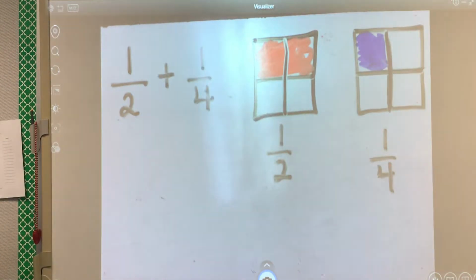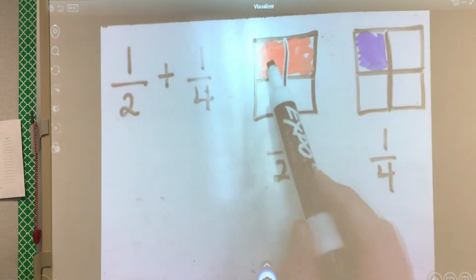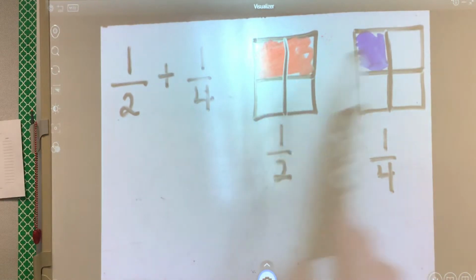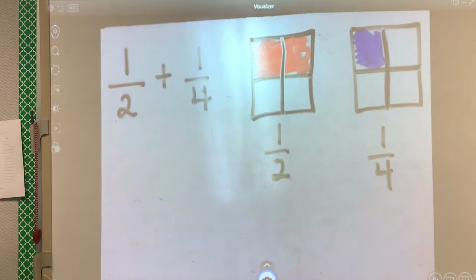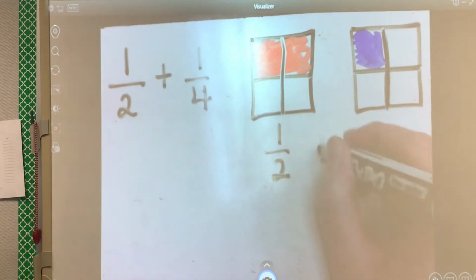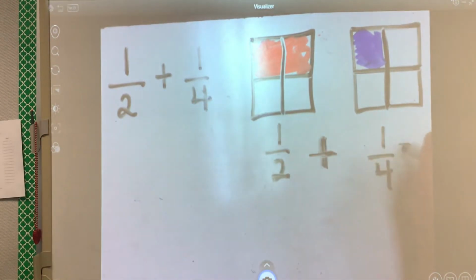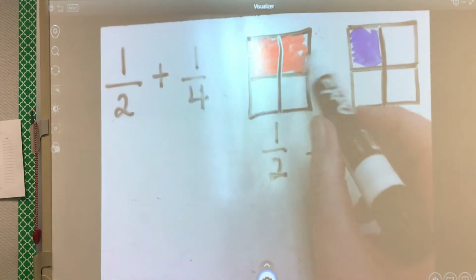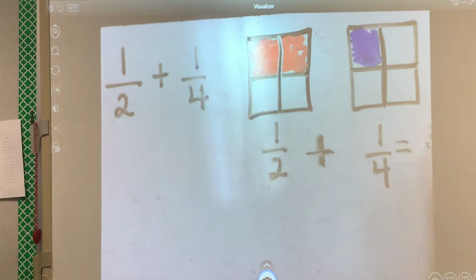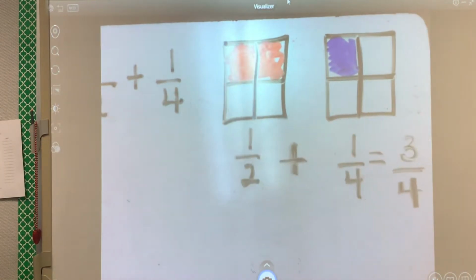Now all I have to do is say to myself, well, what size is this one? And this one, and this one, and the rest. They're all fourths, right? So now all I have to do to add 1/2 plus 1/4 is to count the number of fourths that I have, which is 1, 2, 3. I have 3 fourths. Okay? So that's the first way that I can do this.